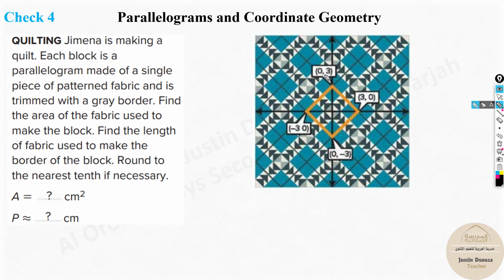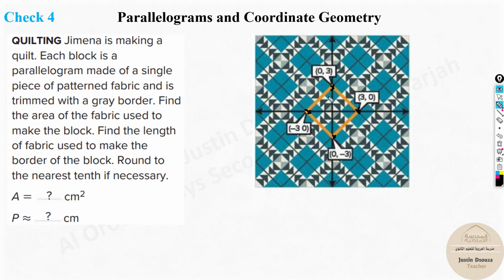You can see over here they have told this coordinate is 0, 3, 3, 0, 0, minus 3, minus 3, 0. Now what do we need to do? Jemina is making a quilt. Each block of parallelogram made of single piece of pattern fabric is trimmed with a gray border. Find the area of the fabric used to make the block. Find the length of fabric used to make the border of the block, round to the nearest. If I say, okay, we need to just find the area and the perimeter of this block. Okay, each block. How do you do this?